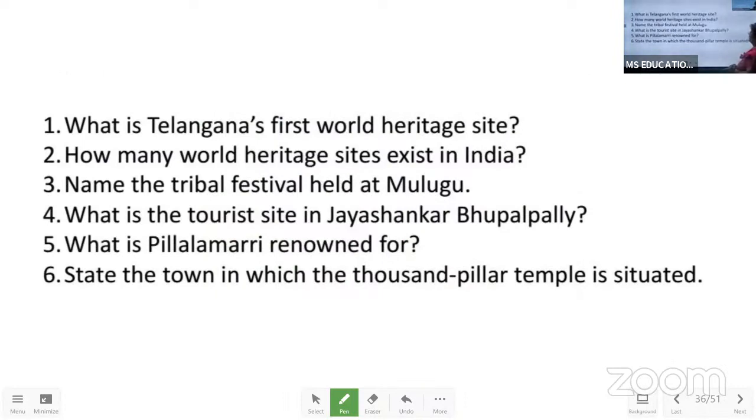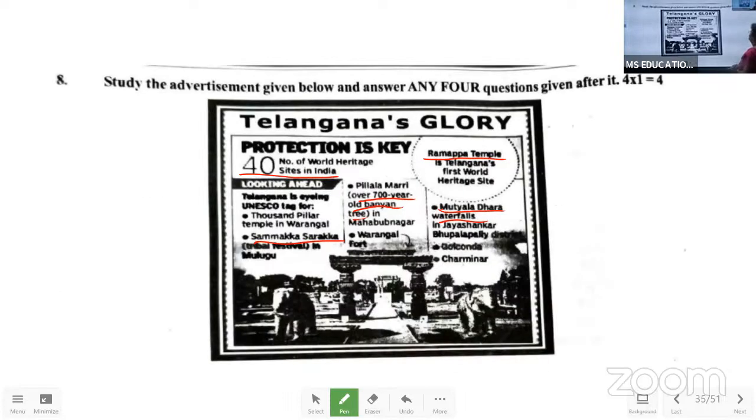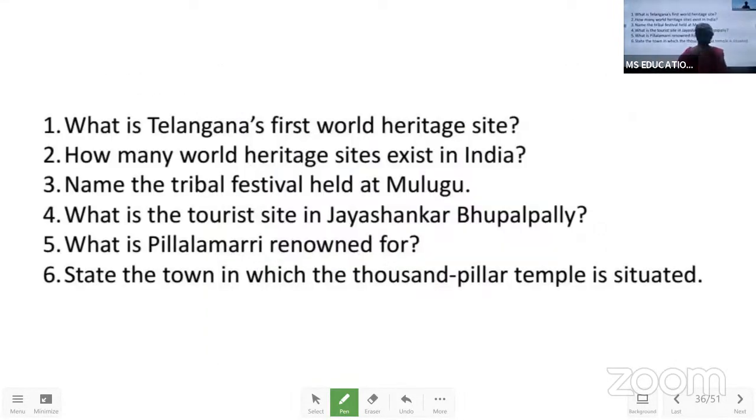State the town in which the 1,000-pillar temple is situated. 1,000-pillar temple in Warangal. So this is very clear, children. I'm sorry, the previous ad was not clear. Once I discover the answers, I will get back and do it tomorrow. Coming to the next.